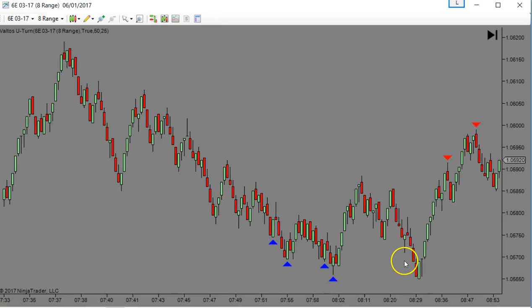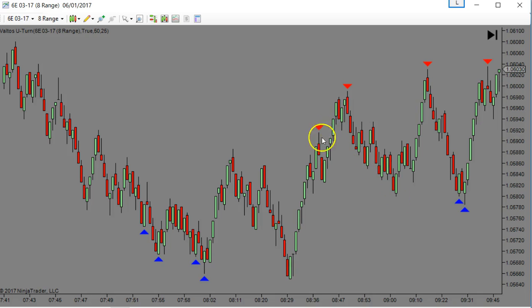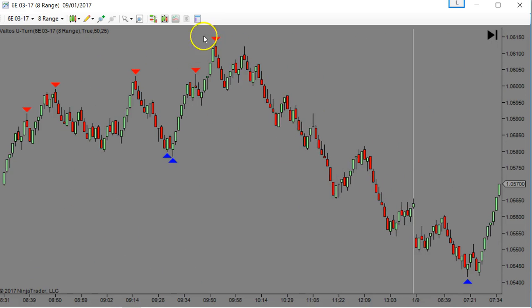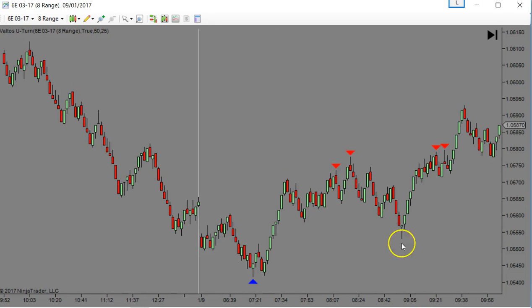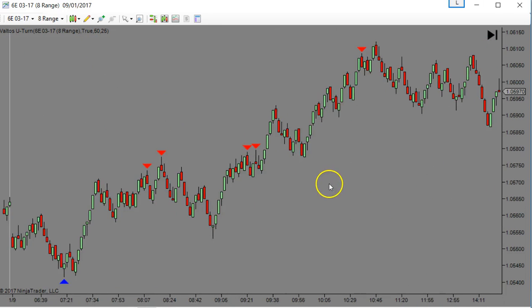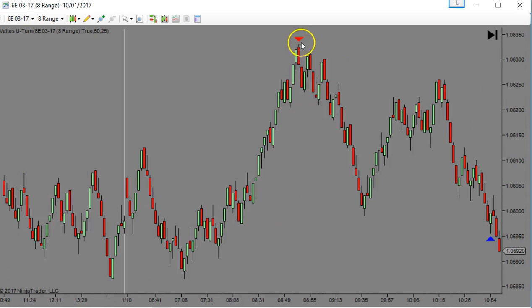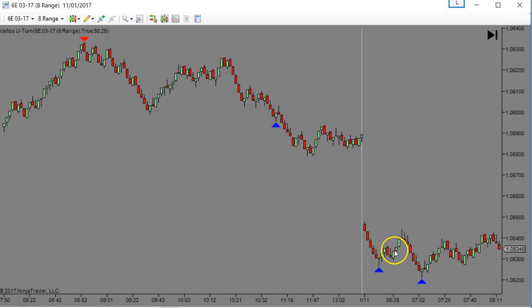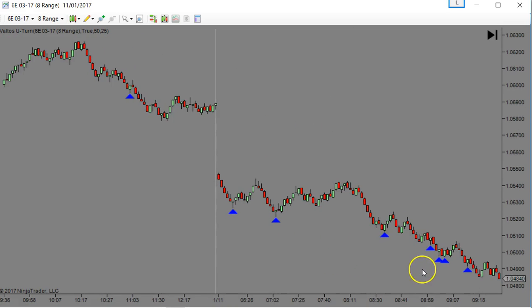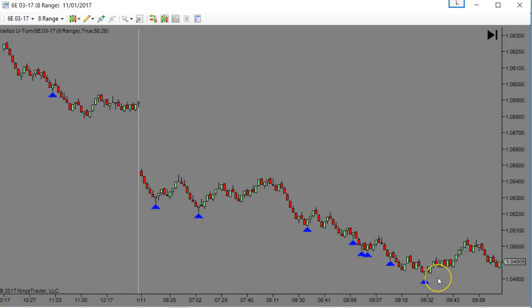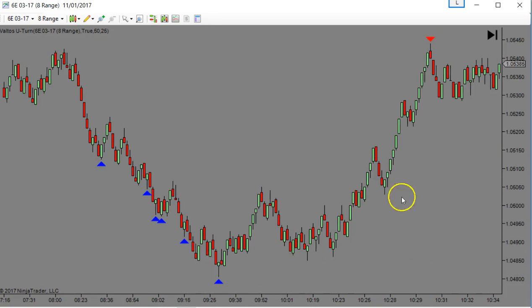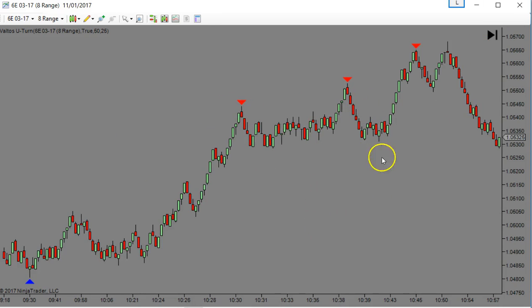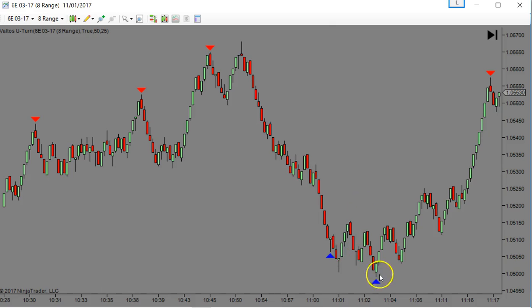You get a couple little buys in there. Get some sells in there. Again, another nice big sell. So a nice buy here, and some minor sells. Look at that. Fail. A little bit of something. Look at that. Look at that day.